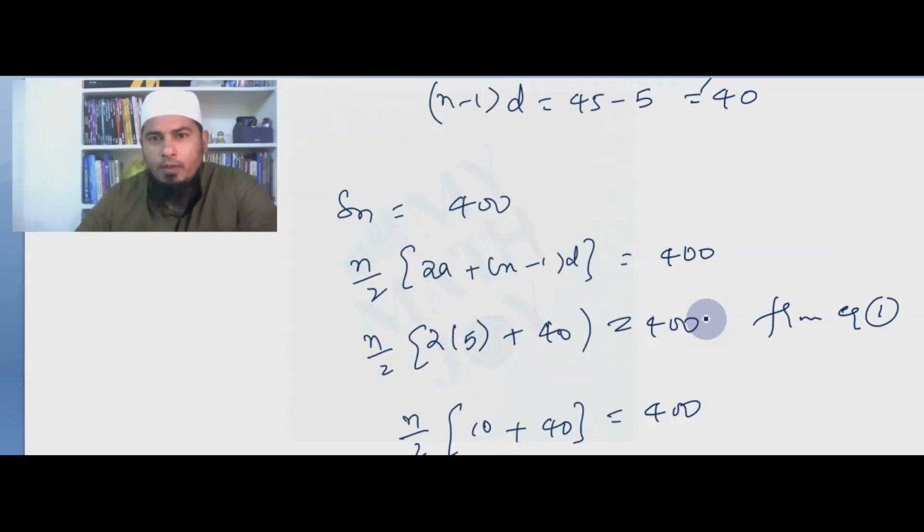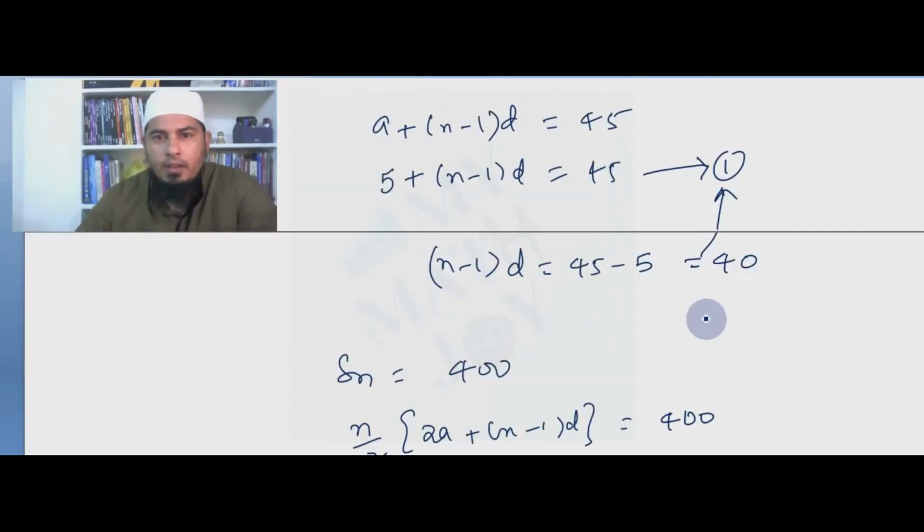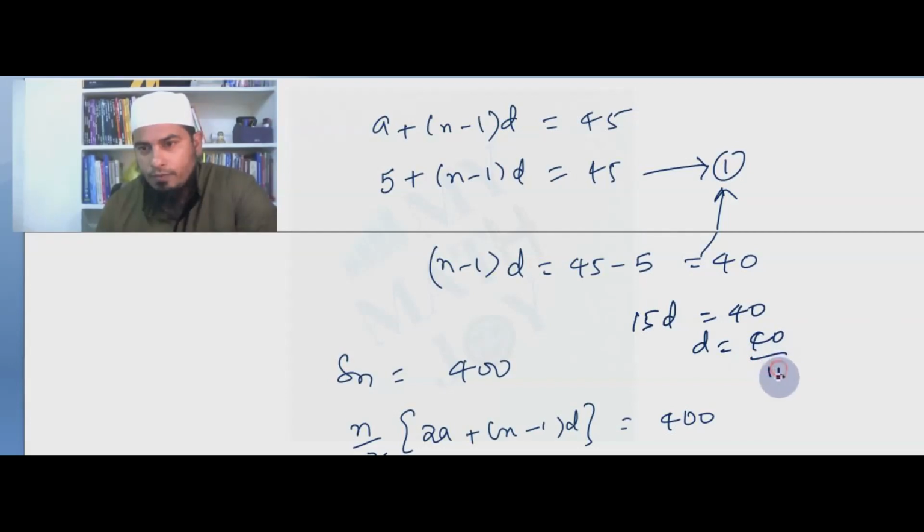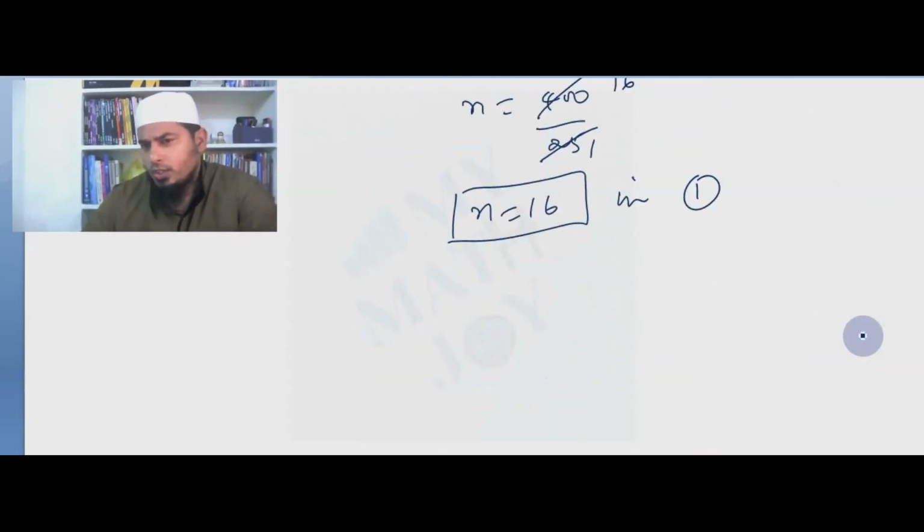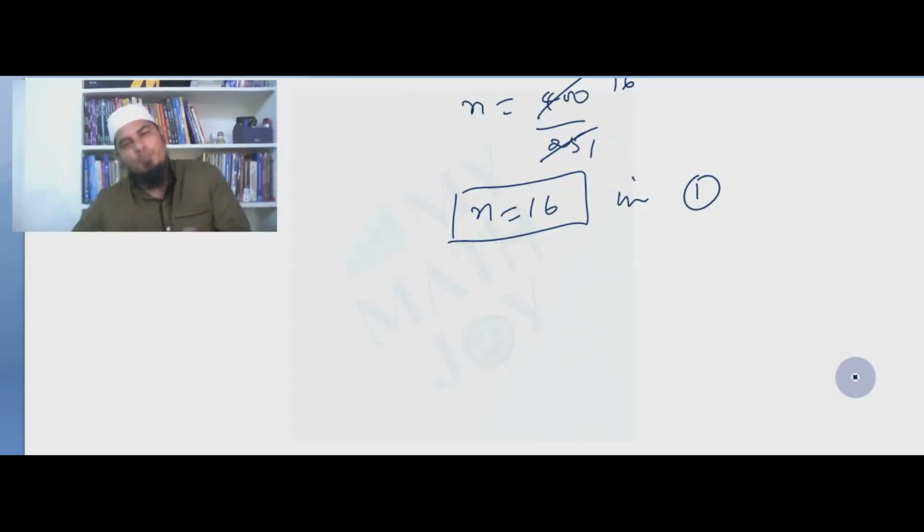Equation number 1 was N minus 1 times D is 40, so you can use it here. N is my 16, 16 minus 1 is 15, 15D is equal to 40, D is 40 over 15, cancel it by 5 to get 8 over 3. So in this way we got the solution. Hope you understand and are enjoying your arithmetic progression.